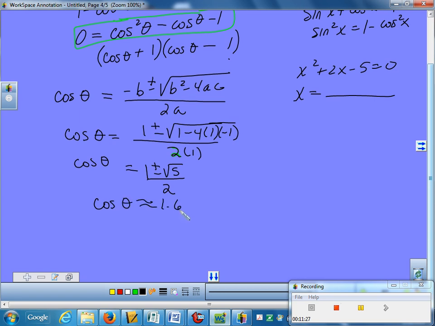Is that an angle? Folks, there's so much conversation, and this is the hard part. Is that an angle? No. Okay, can cosine equal 1.6? No.